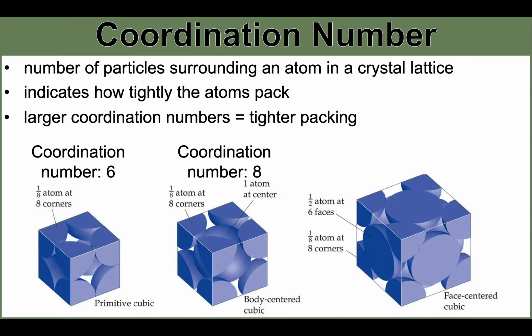Okay, so again, from the video, you have seen the concept of coordination number. Coordination number is the number of atoms or particles surrounding an atom in a crystal lattice, or simply the number of atoms touching it. So coordination numbers indicate how tightly the atoms pack. The larger the coordination numbers, the tighter the packing is. So face-centered cubic here has 12, right?